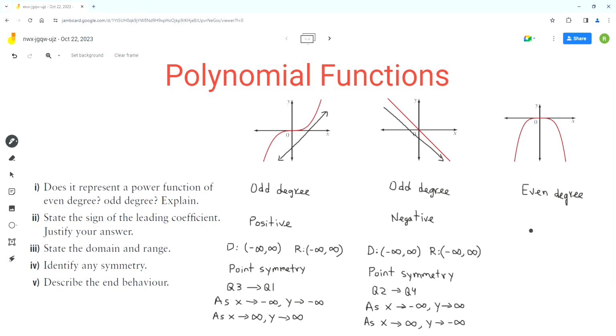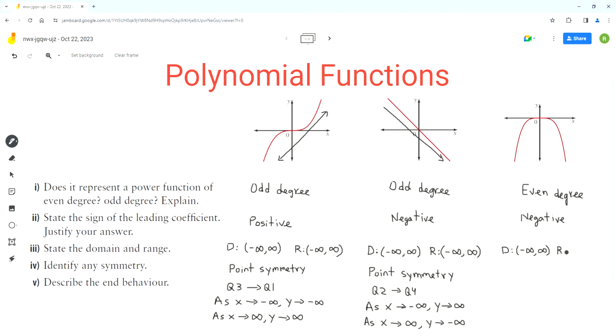Now the sign of the leading coefficient here is negative, because the graph is starting and ending below the x-axis. So the leading coefficient is negative. Now the domain will be from negative infinity to positive infinity, because the graph spans the whole x-axis. From the extreme left, it goes all the way to the extreme right.